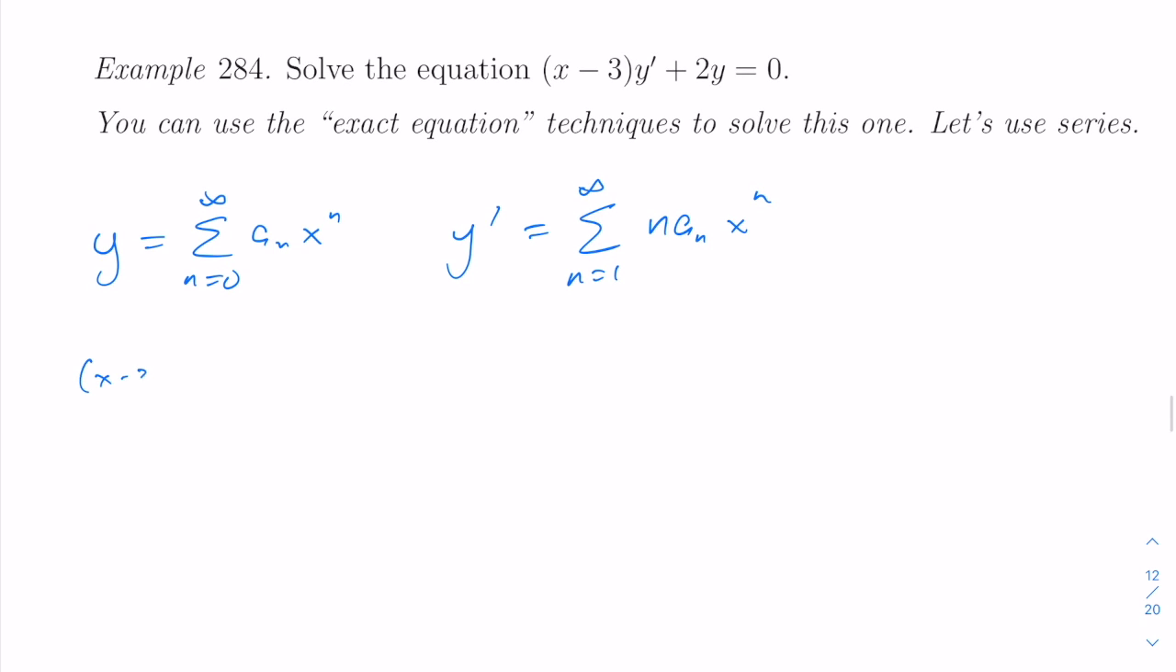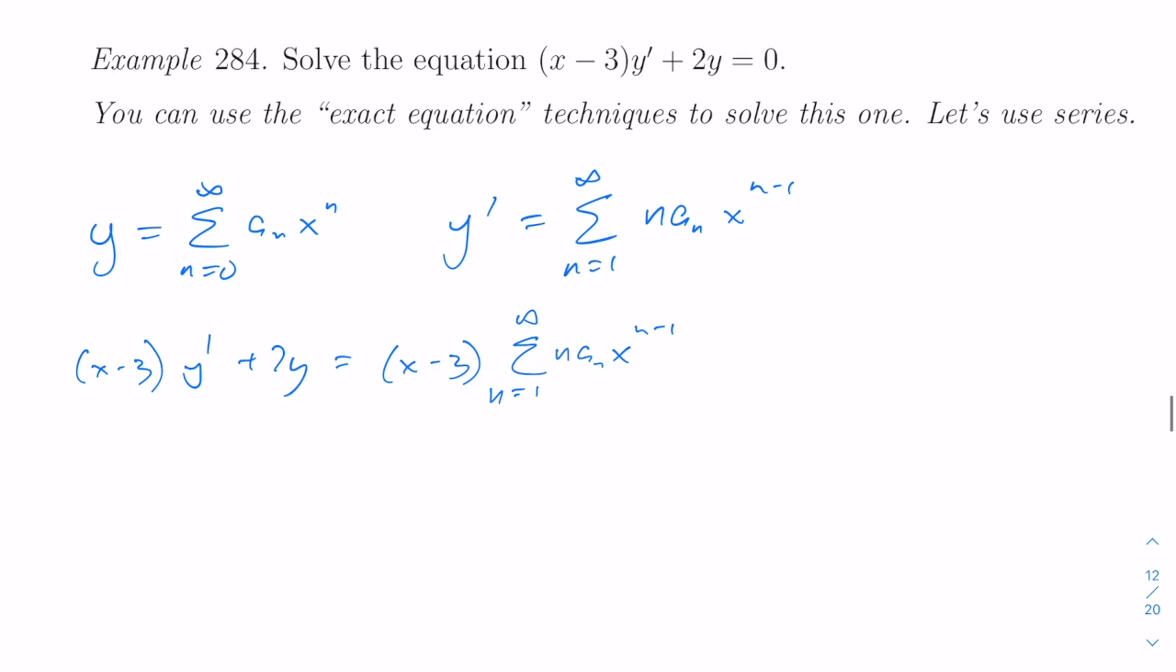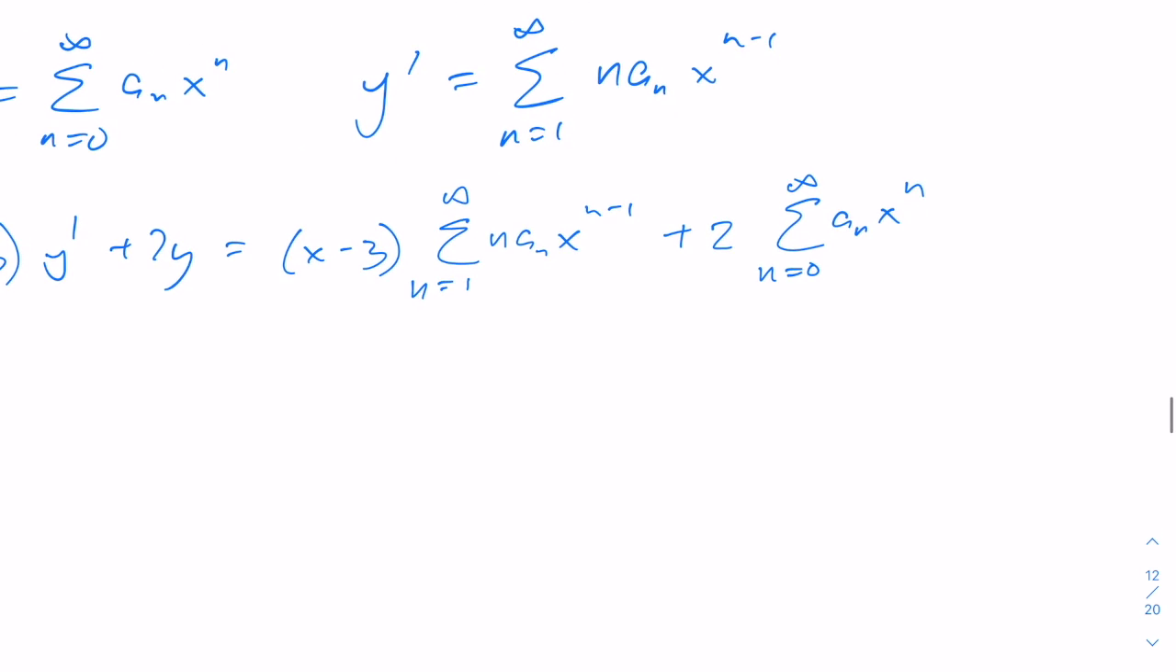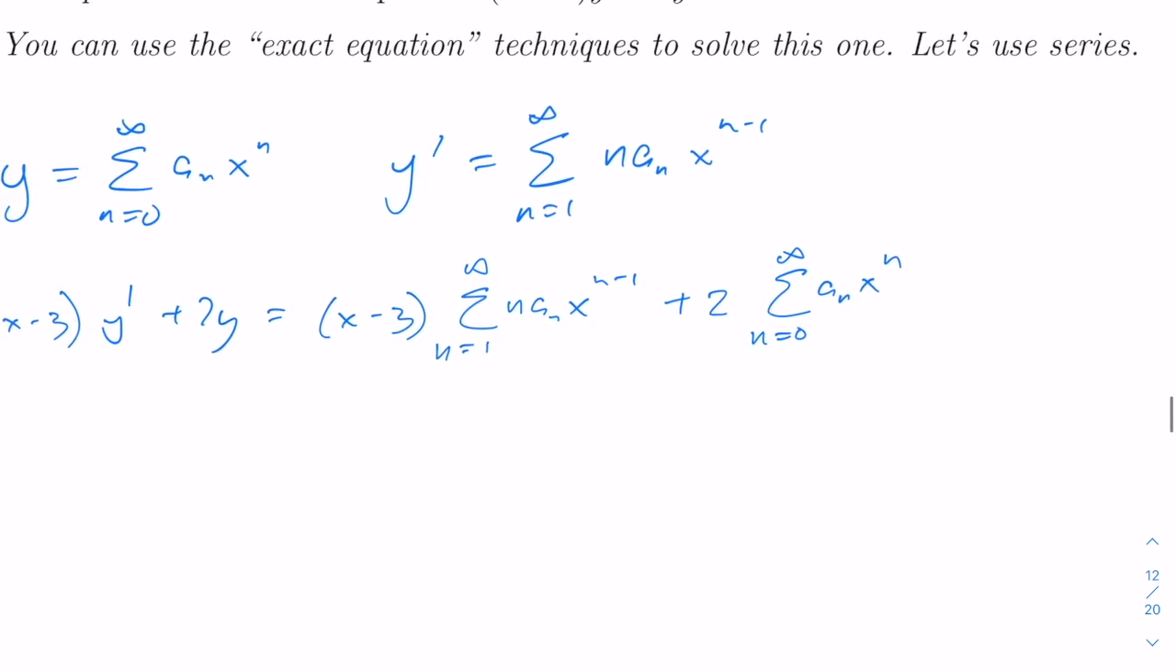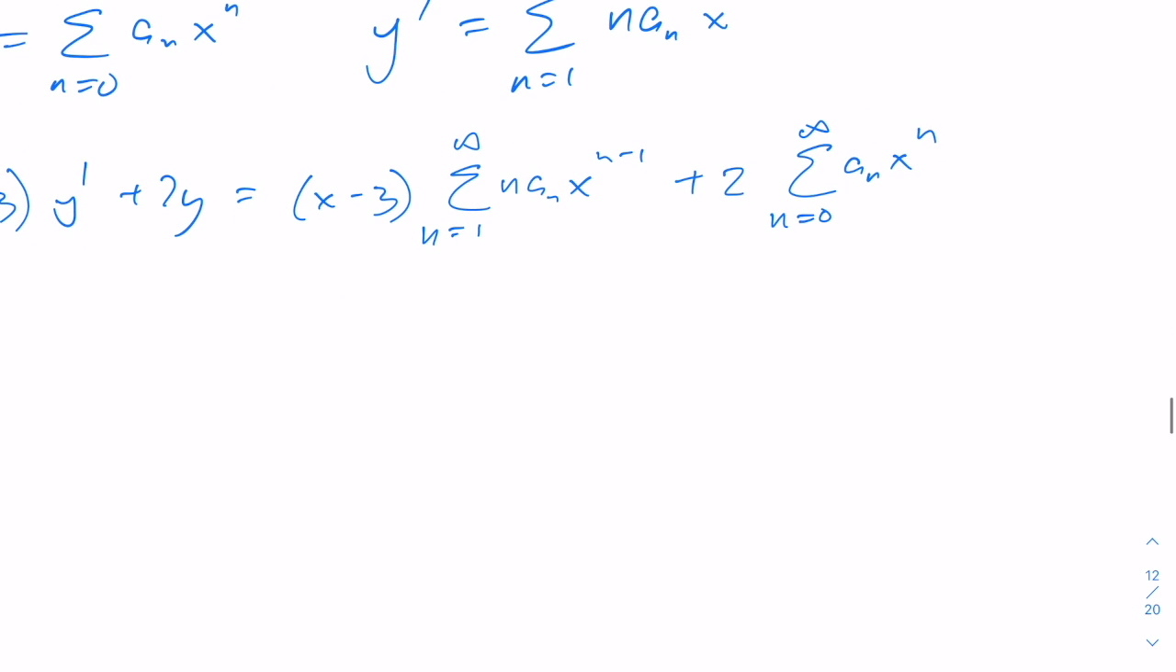Now I have (x minus 3) times y prime plus 2y. So what is that? (x minus 3) times the sum n equals 1 to infinity of n a_n x^(n minus 1), plus 2 times the original y, the sum n equals 0 to infinity of a_n x^n. And this equals 0, of course, right? So we'll keep that in mind. And now we just kind of forge ahead here.